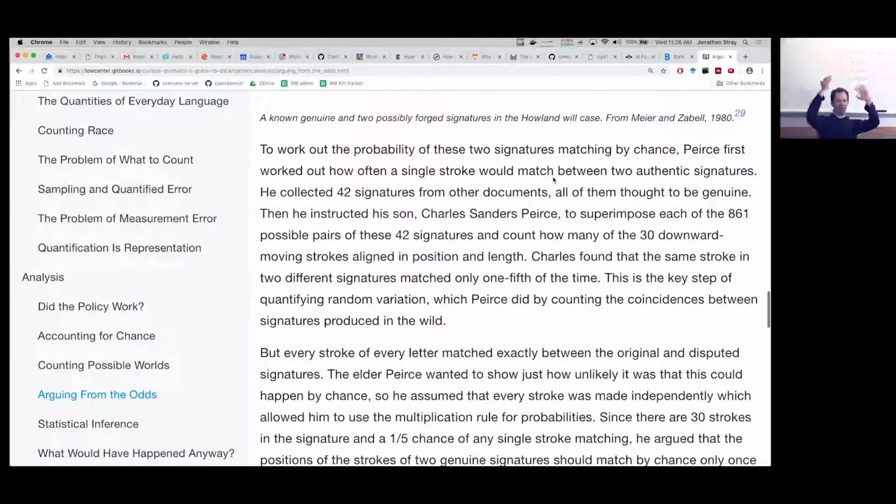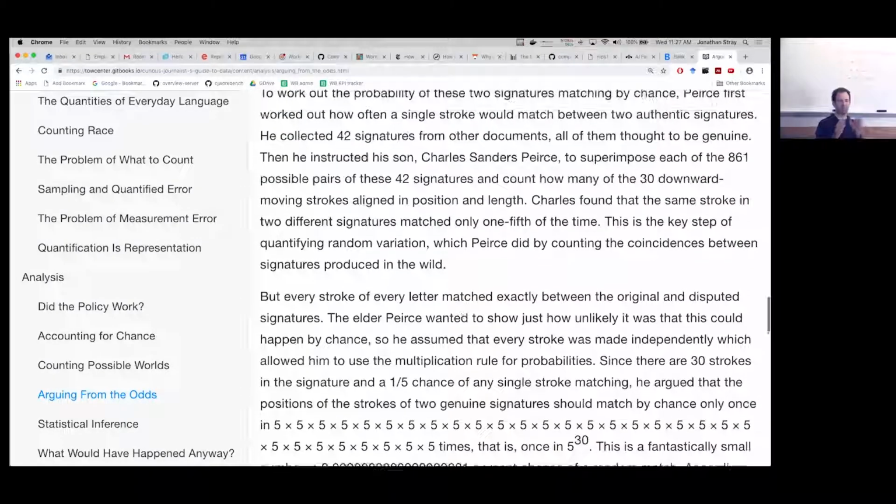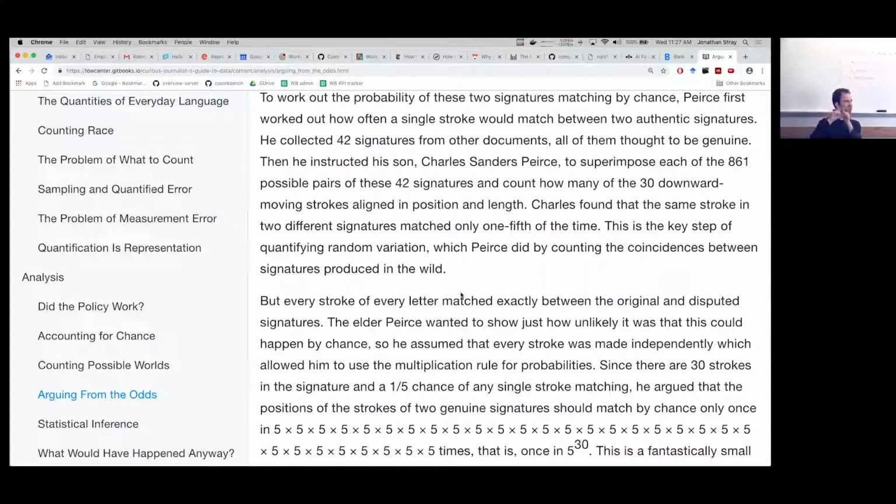And Pierce Senior actually did this. He printed them out on transparent photographic plates, and he overlaid every possible pair, which is 861 possible pairs, and asked how often. He broke the signature into 30 individual strokes, downward strokes. So that's a stroke, that's a stroke, that's a stroke, right? And he asked how often the strokes had the same length and horizontal position. And he found that the same stroke matched only a fifth of the time.